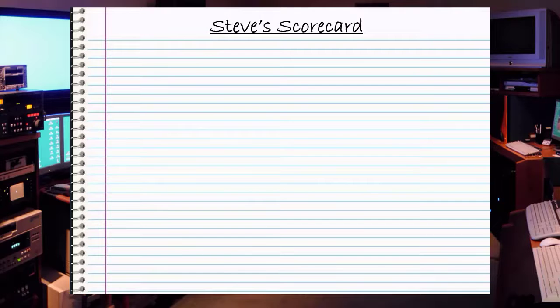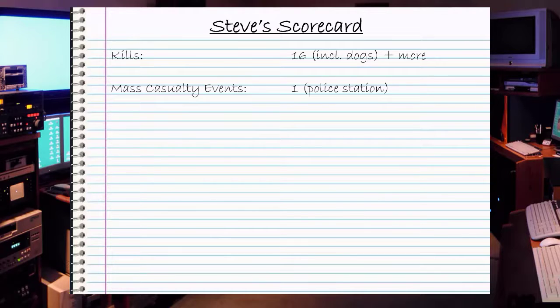So let's get to Steve's scorecard for this film. Right off the bat, let's start with the kill count. Kills. I counted 16, including dogs, plus many more that occur off-screen during a mass casualty event. Mass casualty events? Well, there is one occurring at the police station, and it occurs off-screen, so it is hard to get a good kill count from that.